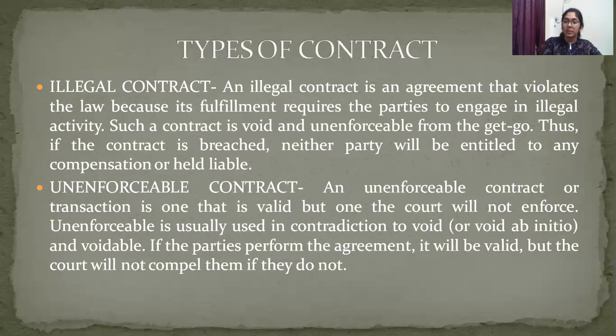For instance, an agreement which is not enforced by law. So definitely it falls in unenforceable contract, because when you go with such an agreement to the court, it will not be able to enforce it, because obviously it is not enforced in the eyes of law yet. So if they perform the agreement, then it's a valid contract. But if they do not perform it, then the court can never compel them to do the same activity, right?